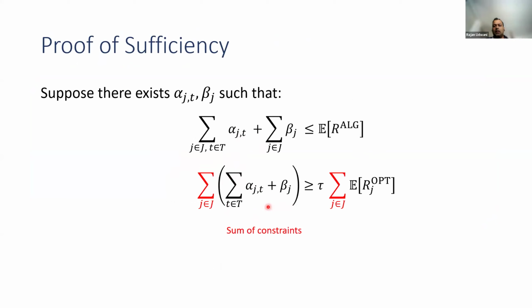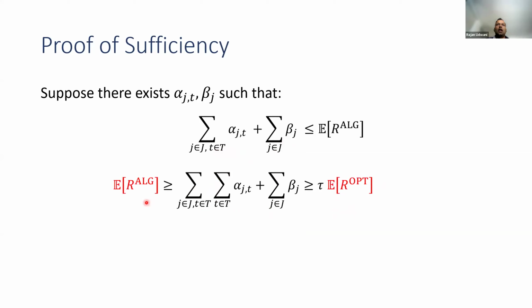When I sum up all these constraints related to covering each resource, what I end up getting on the left-hand side is just the sum of all the duals. Look at the right-hand side. The right-hand side is the sum of all the reward from each resource that opt gets. So this is just the overall reward of opt. Now I use the first inequality to get that the overall reward of alg is at least tau times the overall reward of opt. So if I can find a feasible solution to the LP-free framework, then I indeed have a tau competitive algorithm.